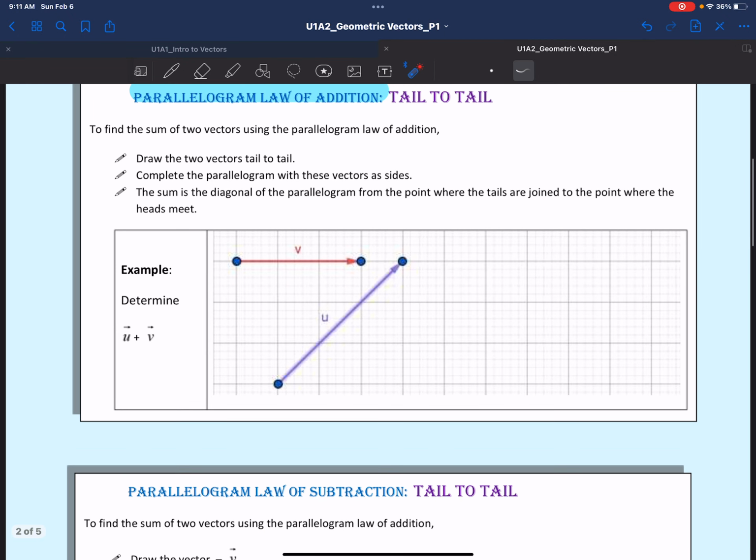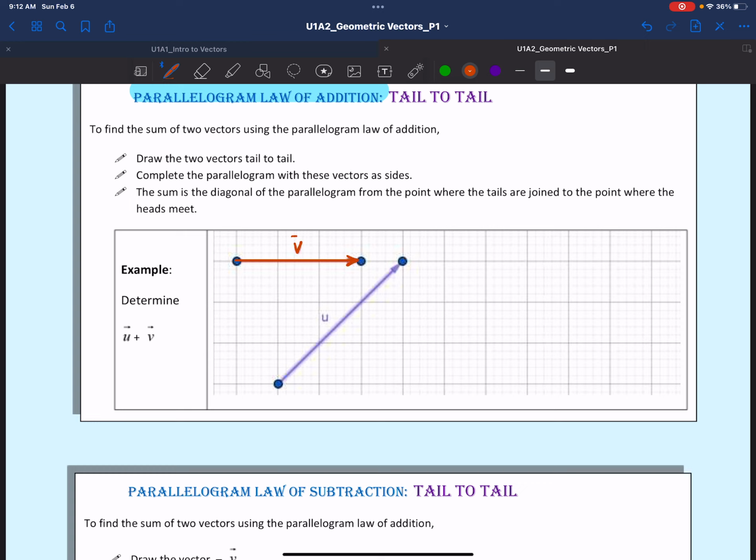Now let's take a look at the parallelogram method, which produces the exact same answer, obviously, but the method of adding or subtracting is slightly different. So we use different steps. So we have two vectors here, vectors u and v, that we're trying to add. And I'm going to follow the parallelogram law, which means that we have to draw the two vectors tail to tail this time. Remember, in triangle law, we placed the vectors head to tail.